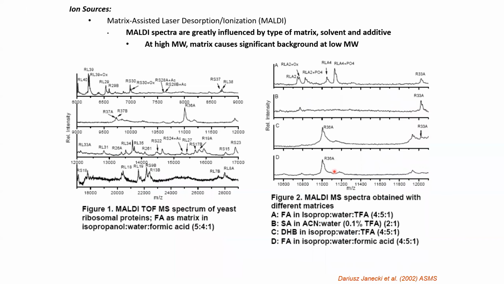The MALDI spectra are greatly influenced by the type of matrix, solvent and additive. At high molecular weight, the matrix causes significant background at low molecular weights. You can see here a couple of different time of flight MS spectra of yeast ribosomal proteins. On the right, we can see the effect of the different matrices on the same mass to charge ratio area. You can see that some produce more fragments than others.